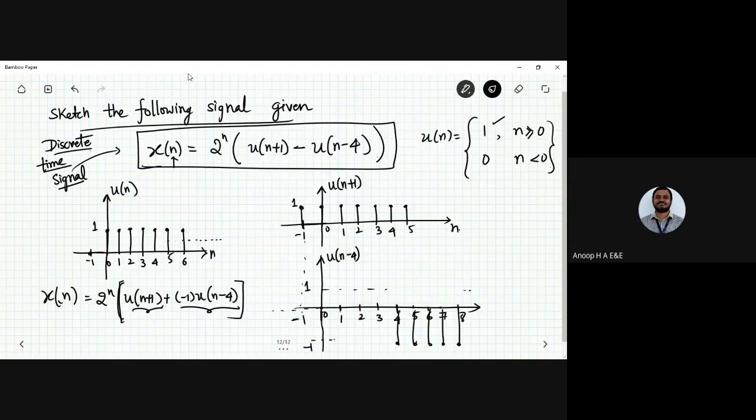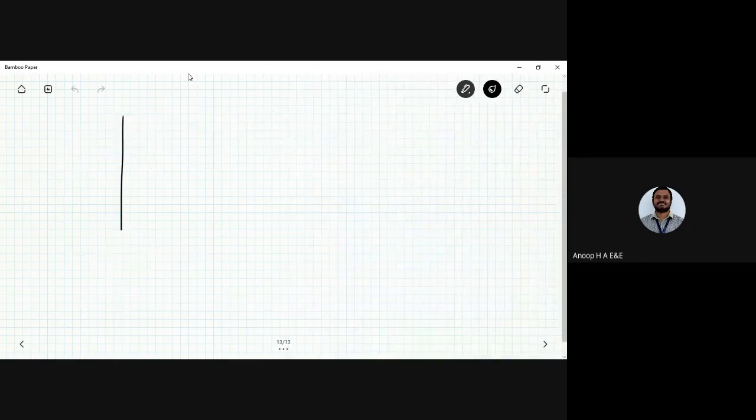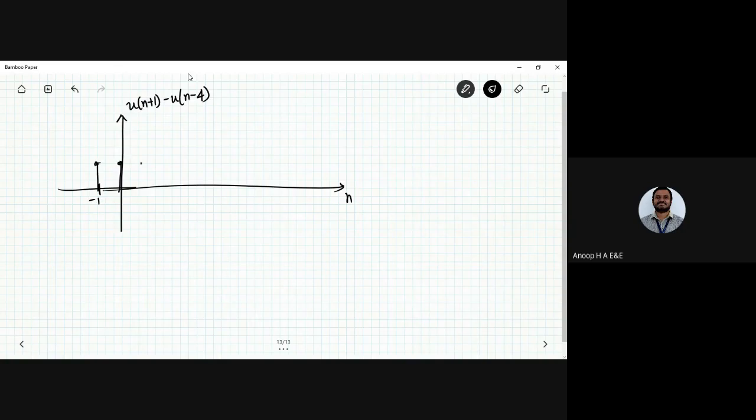Now if you observe carefully, at minus 1 it is 1, and here it is 0. 1 plus 0, that is 1. Till 3, you have to write it as 1. So u of n plus 1 minus u of n minus 4 is equal to 1 there. This is the point where it would be 0, this is 4.